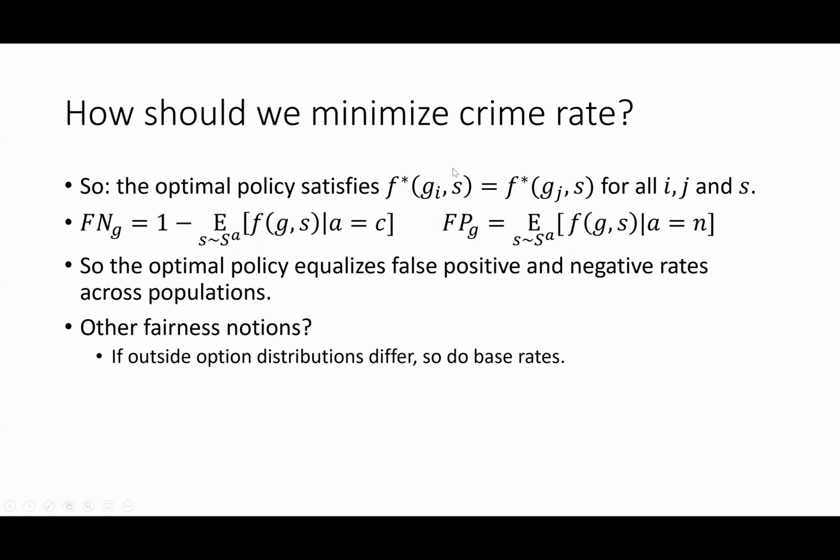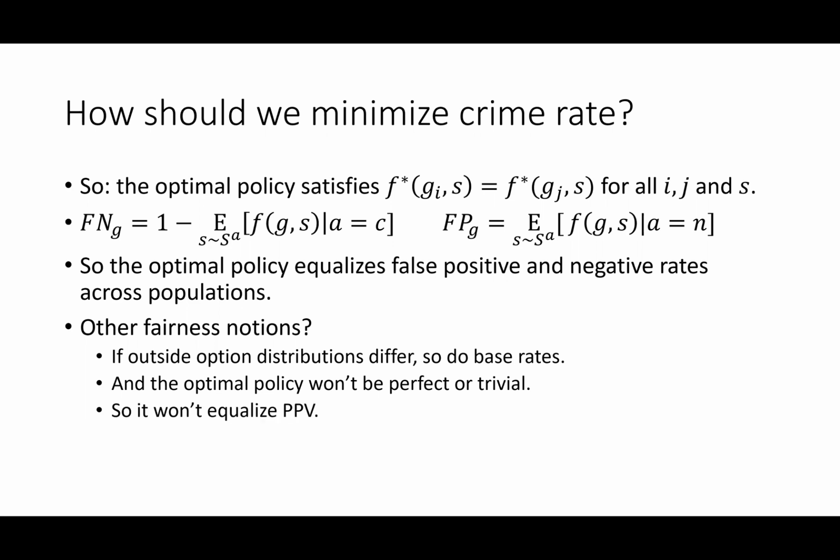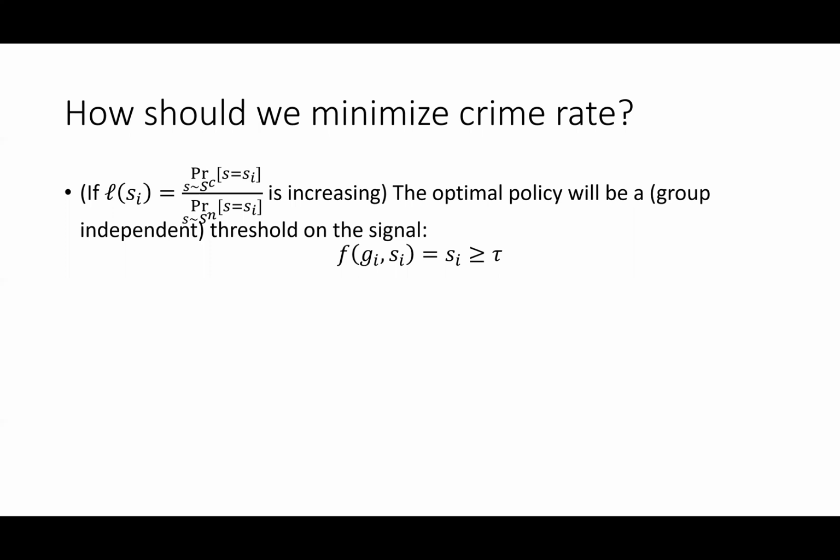if we set the same incarceration rule for all populations, then if the outside option distributions differ, the base rates are going to differ as well, right? The base rates were a function of the incarceration rule and of the outside option distributions. And so if the incarceration rule is the same across populations and the outside option distributions are different, the base rates will be different too. And of course, the optimal policy won't be perfect. These signals are noisy. It also won't be trivial. And so we already know from the impossibility result we proved earlier in the lecture that this optimal policy cannot equalize positive predictive value. And it's also not going to be procedurally fair in the sense that it will not subject everyone to the same sort of risk threshold in making their decisions.